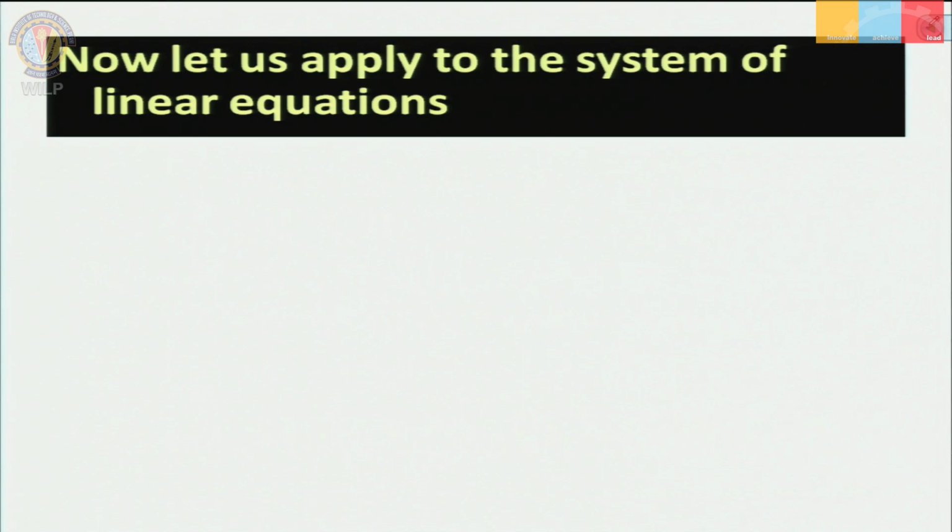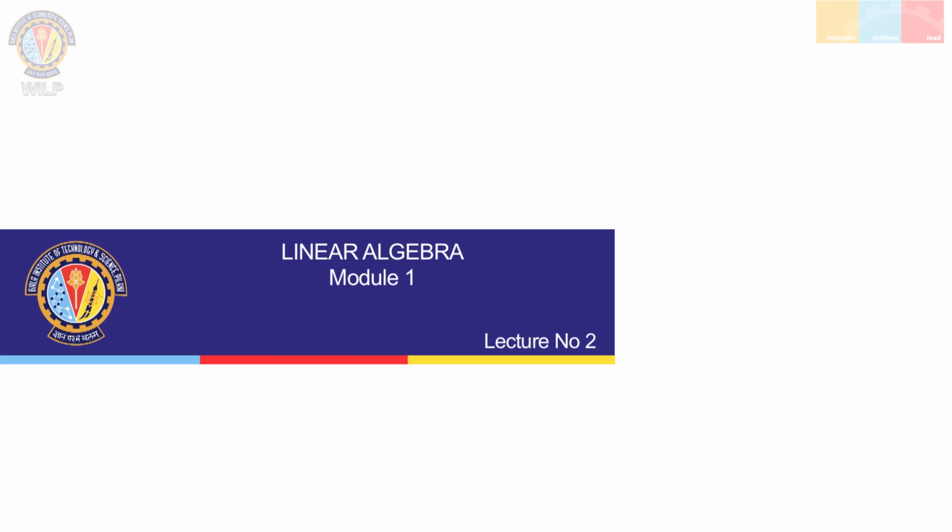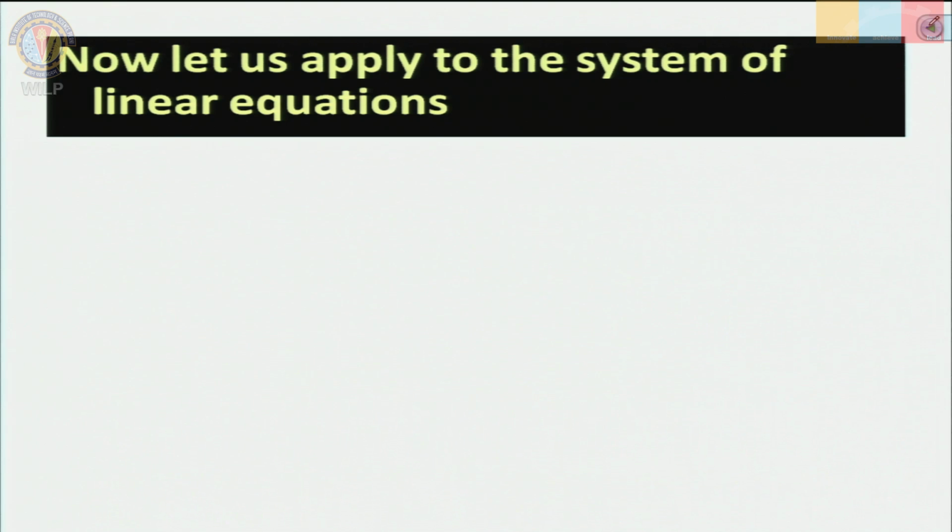Okay, friends, in the first lecture we mainly saw what the row echelon form of a matrix is and what the row reduced echelon form of a matrix is. And in this second lecture we are going to see how we use this technique in solving a system of linear equations.